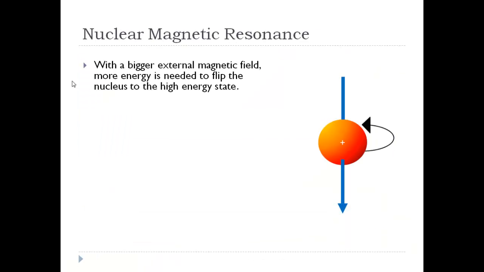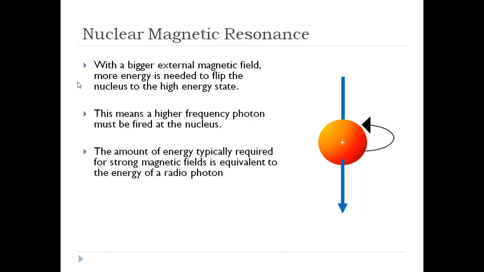So just to summarize, with a bigger external magnetic field, more energy is needed to flip the nucleus to the high energy state. This means that we need to fire a higher energy photon, or higher frequency photon, at the nucleus. The amount of energy typically required for strong magnetic fields is equivalent to the energy of a radio photon. Well, for a weak magnetic field, it would also be a radio photon. Remember that radio photons are the lowest frequency photons.